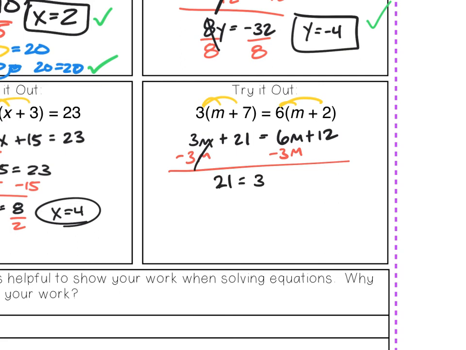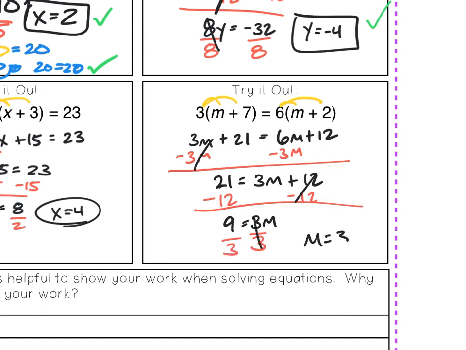21 is equal to 3m plus 12. All right. Then I need to get m by itself, so I would subtract 12 from both sides. And you would end up getting 9 is equal to 3m. Divide both sides by 3, and you would get m is equal to 3.